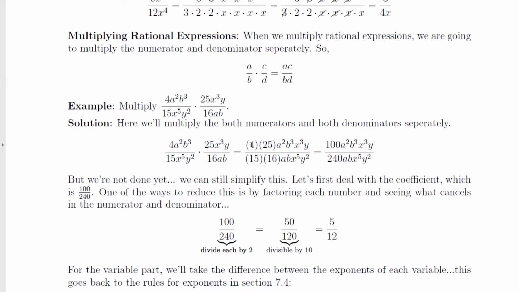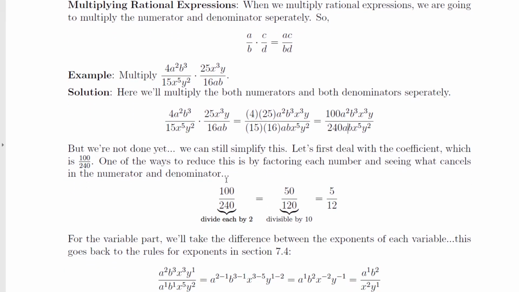So now we just multiply the coefficients out, and we got 100 times a squared b cubed x to the third times y over 240 a b x to the fifth y squared. Okay, we're not done. We can still simplify it. The first thing that we do is simplify the 100 over the 240. We can actually reduce it down even further. I was going to include a note here, and then I thought, it doesn't really work in this example, but I generally prefer doing it.